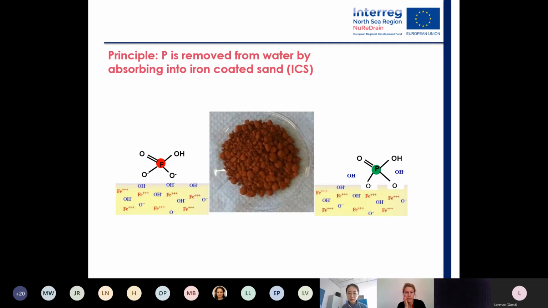The principle of P removal is quite simple. I will take iron-coated sand as an example. Iron-rich filter materials remove dissolved reactive P, more specifically phosphate, by exchange with hydroxyl to reduce P from water, as shown on the right side.